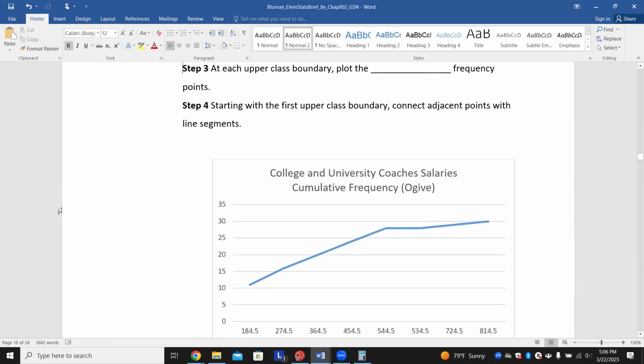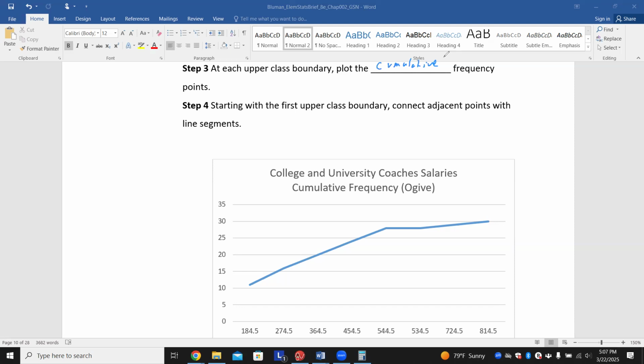At each upper class boundary, we're going to plot the cumulative frequency point. And then in step 4, we're just going to start with the first upper class boundary and connect adjacent points. So with frequency polygons, you got to start with the class below your lowest and above your highest so that each end starts at 0. But cumulative, we can start from the get-go and just go up.